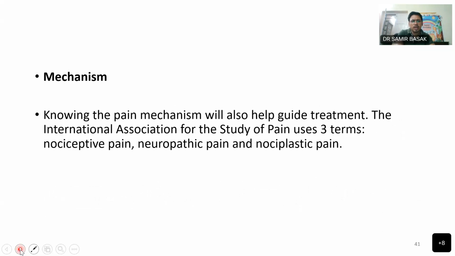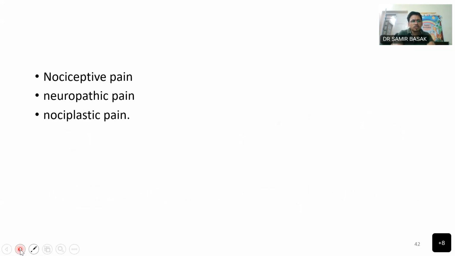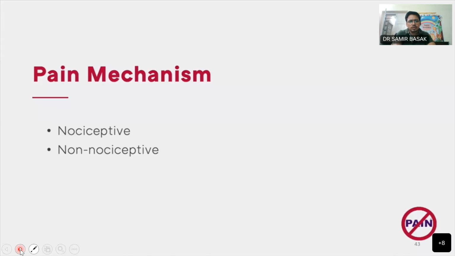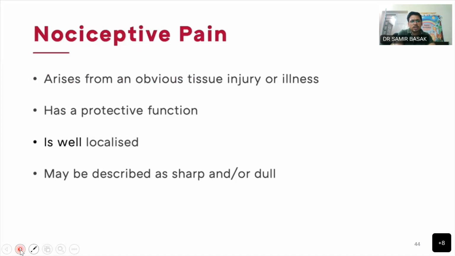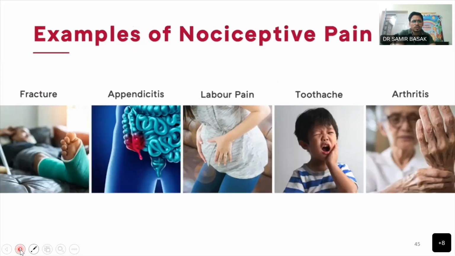Then comes the mechanism of the pain. It also guides us to the treatment protocol. Regarding the mechanism, there is nociceptive, neuropathic, and last is nociplastic pain. So regarding nociceptive and non-nociceptive, nociceptive means there is tissue injury, obvious tissue injury. Pain has a protective function. It is localized, and may be described as sharp or dull pain. This is nociceptive pain.